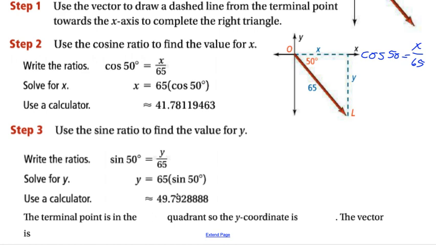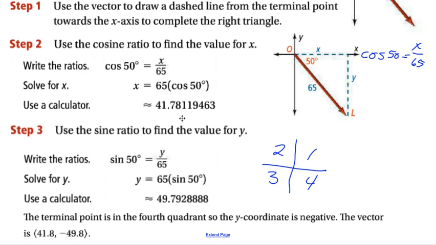So the terminal point is in the fourth quadrant. I might need to review that with you just to make sure you remember what the quadrants are. In our XY coordinate plane, this is quadrant 1, quadrant 2, quadrant 3, and quadrant 4. This is down here in quadrant 4. Since we are in the fourth quadrant, we know that the Y coordinate is negative. So to represent our vector, we have a positive X value, it goes to the right, and a negative y value. So we would have 41.8 for the x value and a y value of negative 49.8.